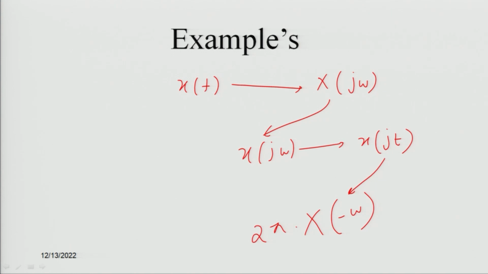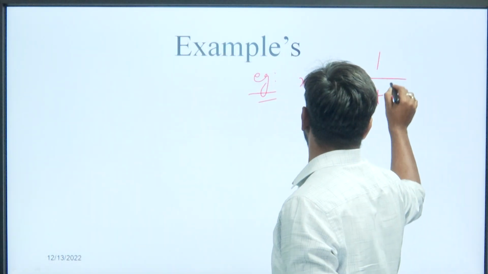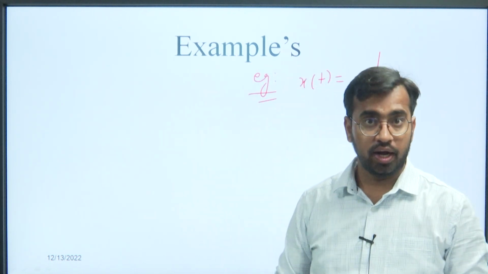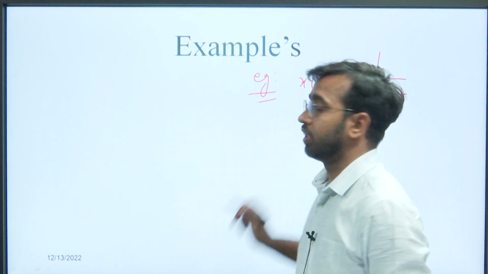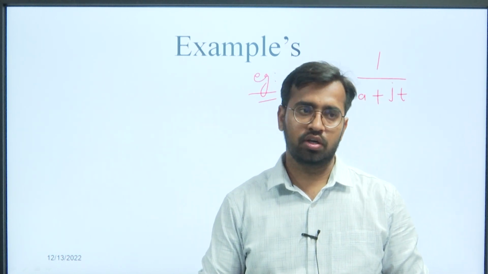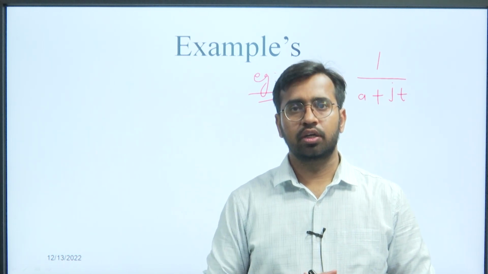Take one example. Suppose we have one question where x(t) is equal to 1 upon a plus jt, and you are required to find the Fourier transform of this signal. It will be very difficult using the conventional method. So see how you can solve it using the duality theorem.